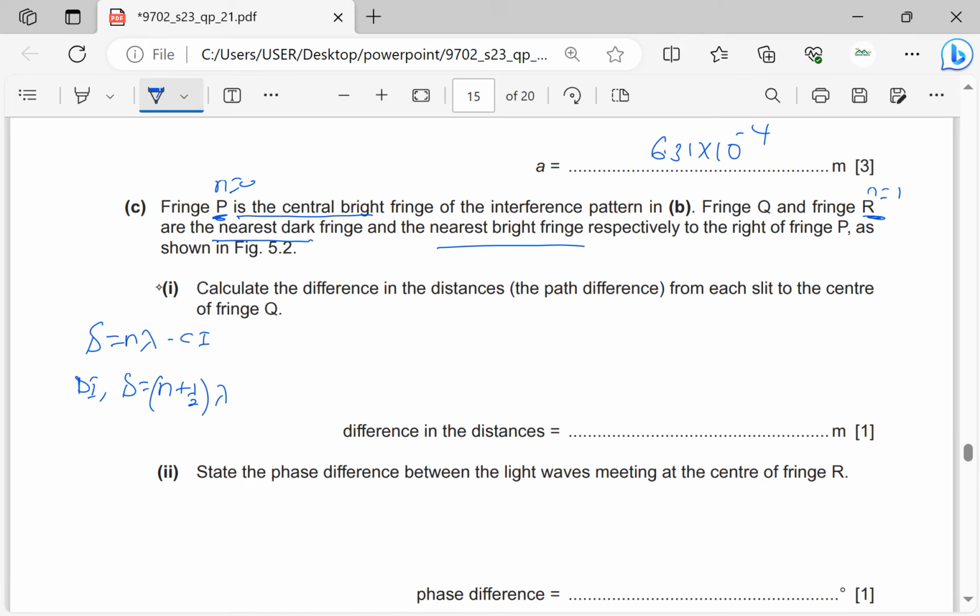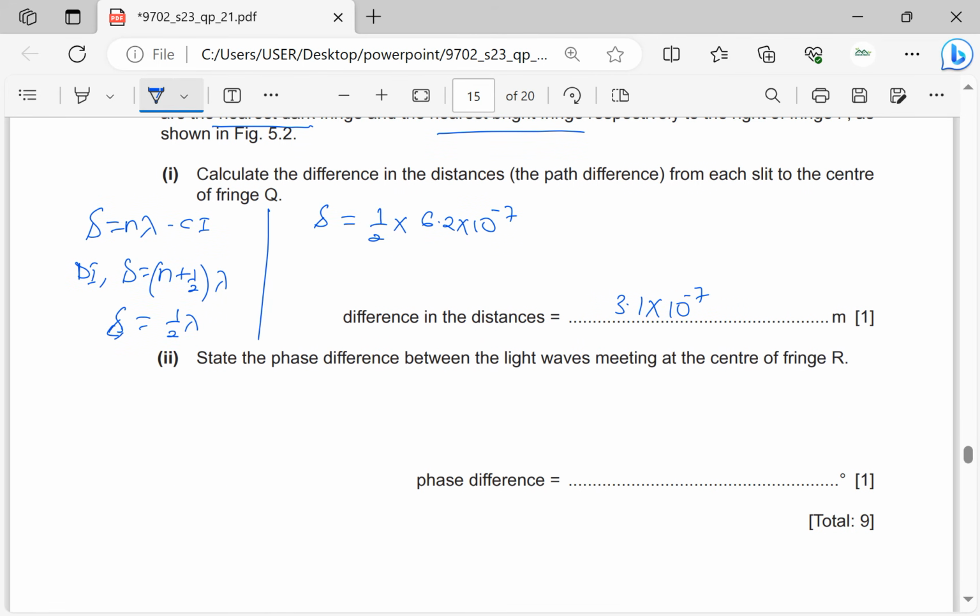So since n is equal to 0, the path difference is simply going to be half of lambda for destructive interference. So the path difference is a half wavelength for n equals 0. This means the path difference is equal to a half times the wavelength, which was 6.2 times 10 power minus 7. So we divide this by 2 to get 3.1 times 10 power minus 7. That is the path difference.